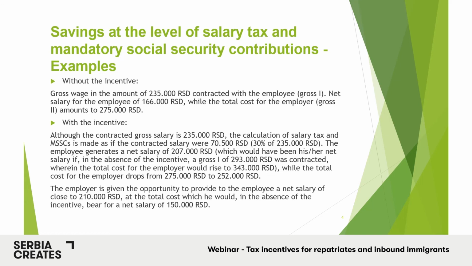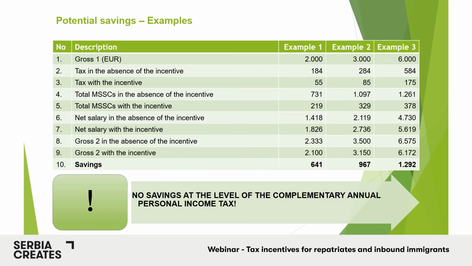Now, let's run through some examples to see the quantity of the savings which can be made. Let's assume that you offer your employee a gross salary of 2,000 euros. Without the incentive, the net salary of this employee would amount to 1,418 euros, while the total cost that you would bear as the employer would be 2,333 euros. With the incentive, at the same gross amount of 2,000 euros, the net salary of the employee rises to 1,826 euros, while the total cost of the employer drops to 2,100. So at the minimum level of 2,000 euros, your savings amount to 641 euros per month. A very significant saving.